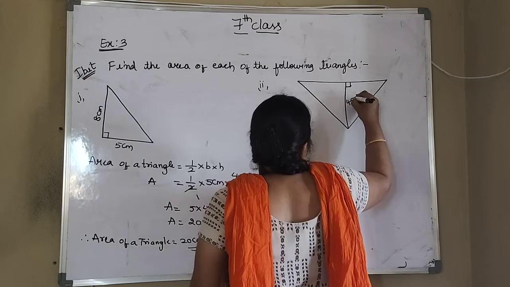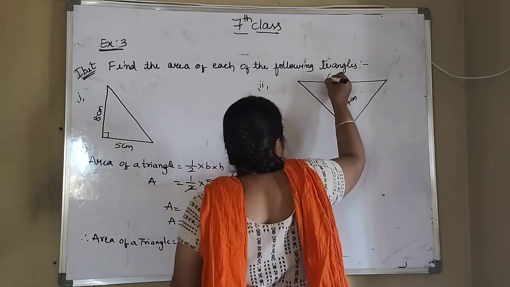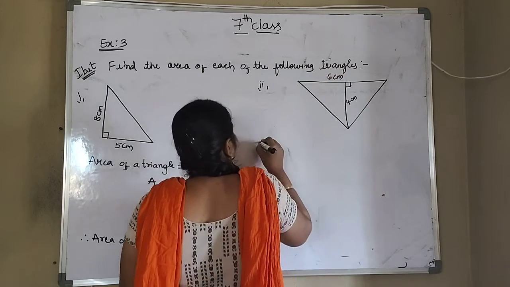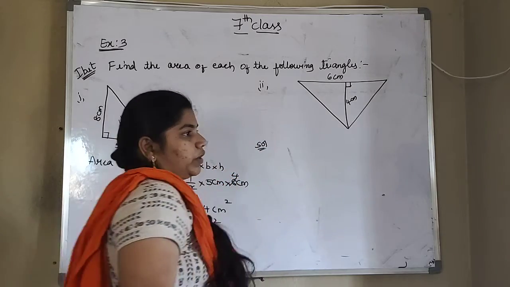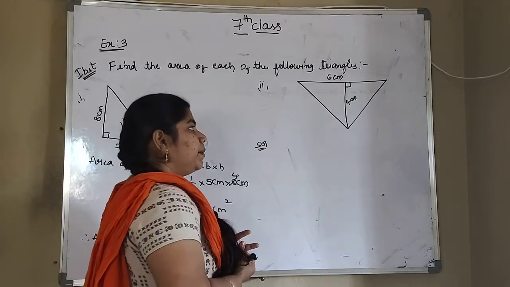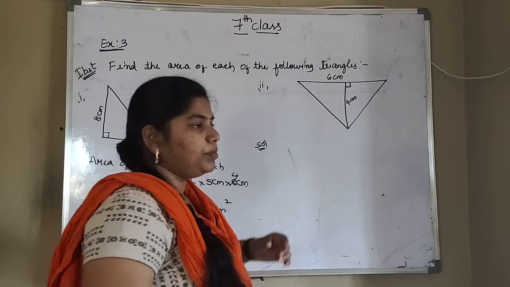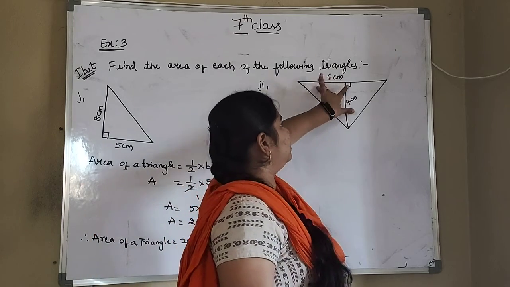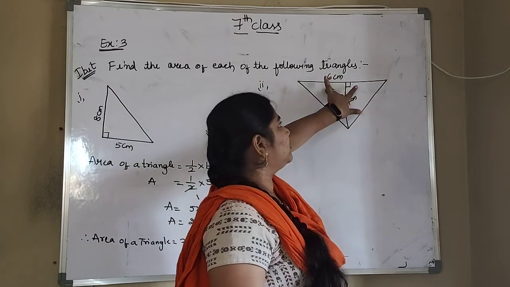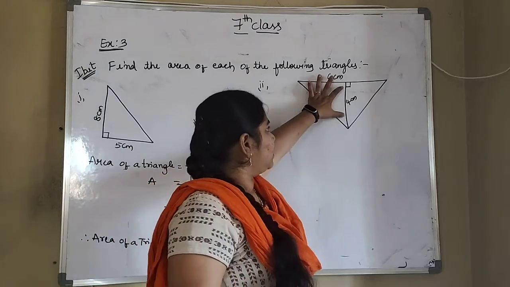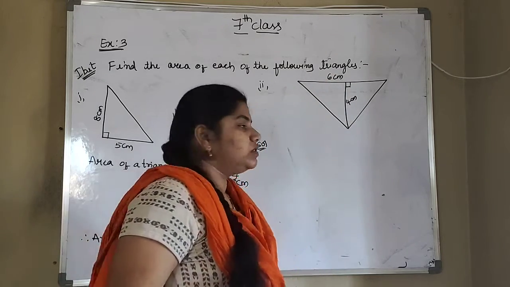This is 4 centimeters and this is 6 centimeters. Again we have to find the area here. Where a perpendicular symbol has been formed, that will be the height, and where it has been attached, that will be the base value. So this is the height value and this is the base value.